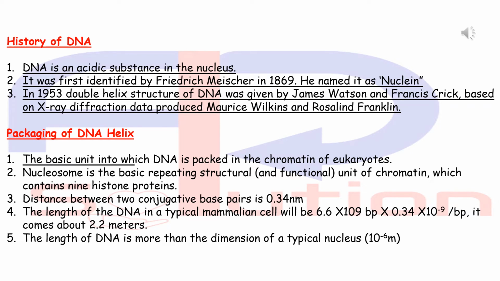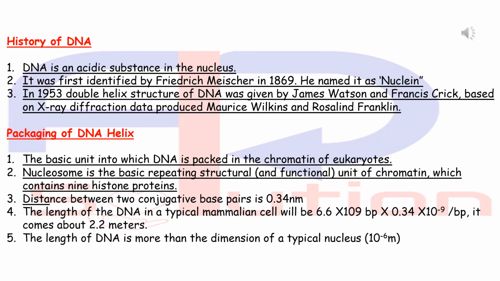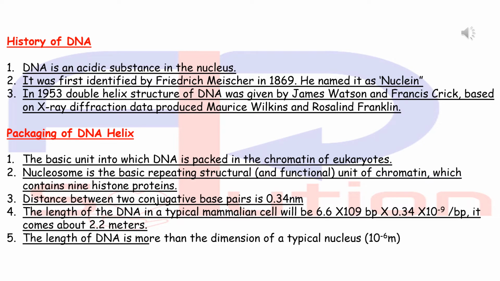Packaging of DNA helix. The basic unit into which DNA is packed in the chromatin of eukaryotes is the nucleosome. Nucleosome is the basic repeating structural and functional unit of chromatin, which contains 8 histone proteins. Distance between two consecutive base pairs is 0.34 nanometers. The length of the DNA in a typical mammalian cell will be 6.6 x 10⁹ bp times 0.34 x 10⁻⁹ m/bp. It comes to about 2.2 meters. The length of DNA is more than the dimension of a typical nucleus, 10⁻⁶ meters.